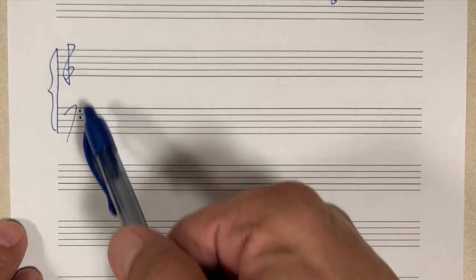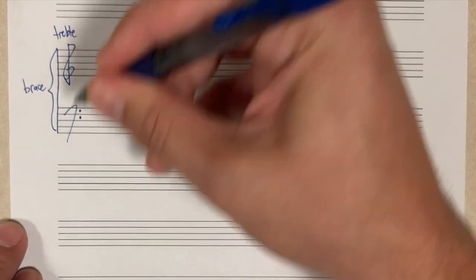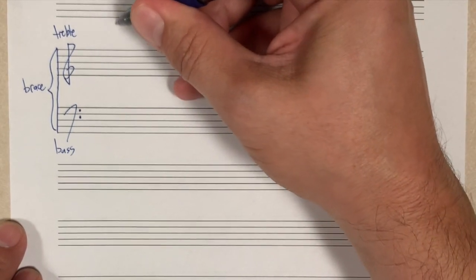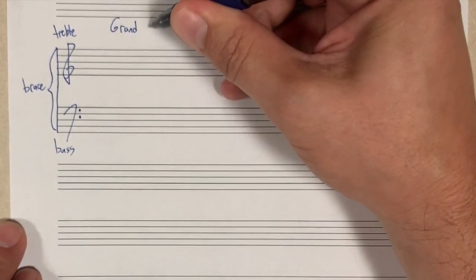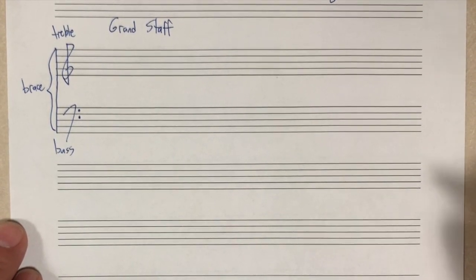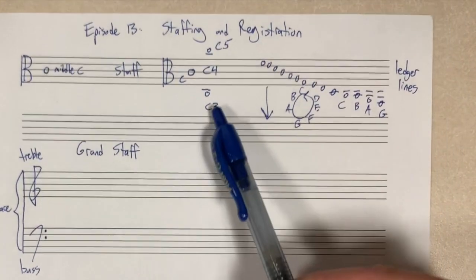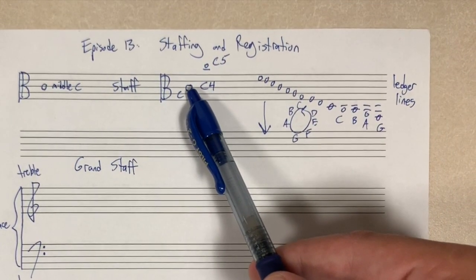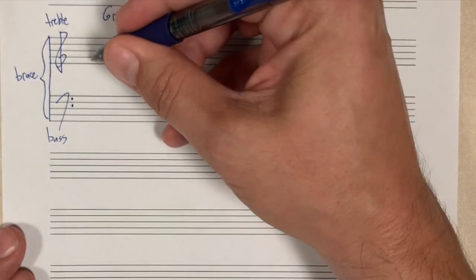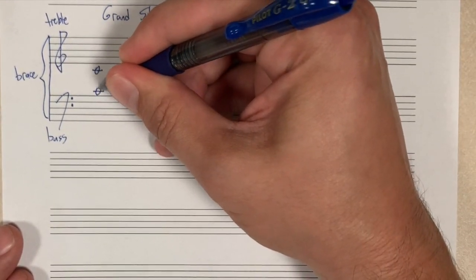When we put these 2 clefs together with this brace, and this is the treble clef, and this is the bass clef, the whole shebang we call the grand staff. Isn't it grand? In the grand staff, the same C4, the C4 that was this middle line in alto clef, we actually can't write it without a ledger line. If we wrote it in the treble clef, it would be right here. And if we wrote it in the bass clef, it would be right here.